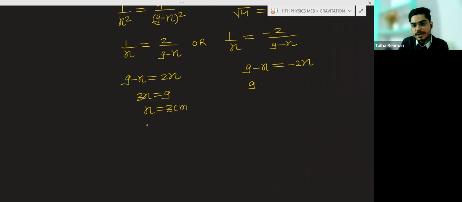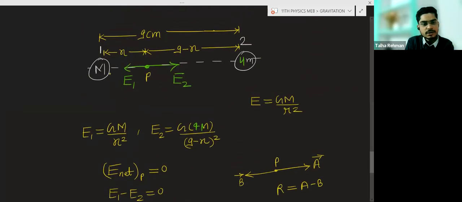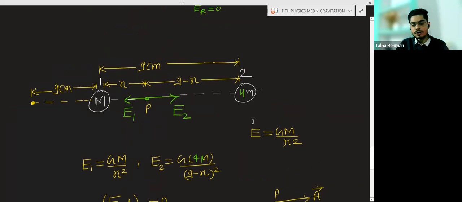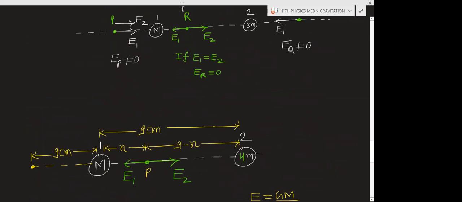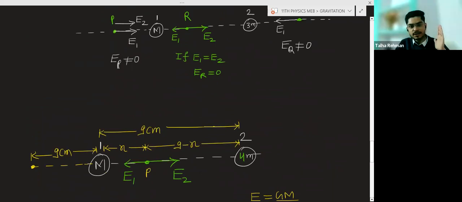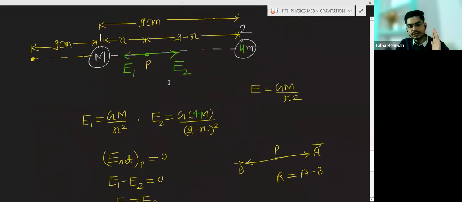Now, when we solve this, it will become 9 minus x is equal to minus 2x. So 9 is equal to minus 2x plus x, which is minus x. So x you will get minus 9 centimeter. Minus 9 centimeter means from this point the distance is 9 centimeter, on the left of mass m. According to this equation, the gravitational field intensity is 0 here. But we already know that here the gravitational intensity cannot be 0, so we have to reject this value.